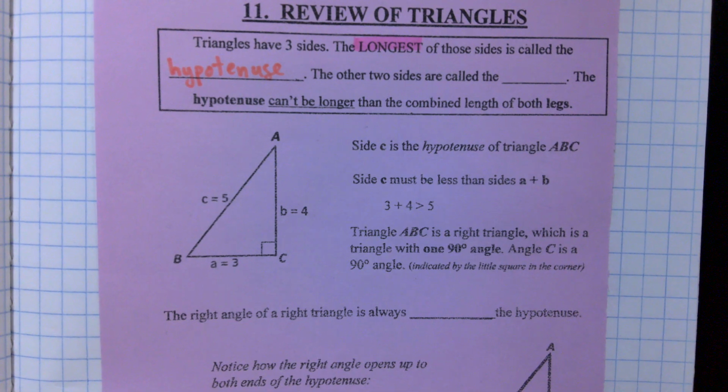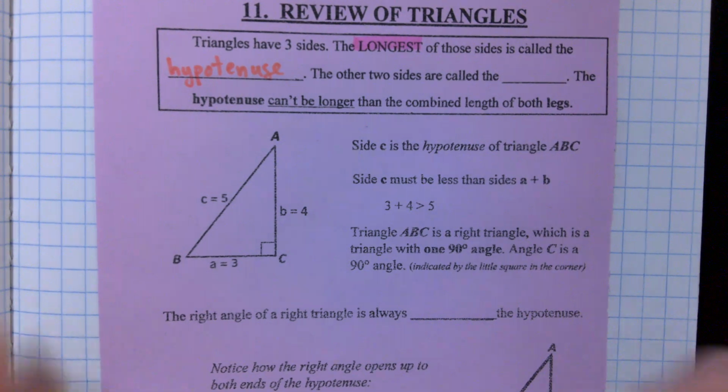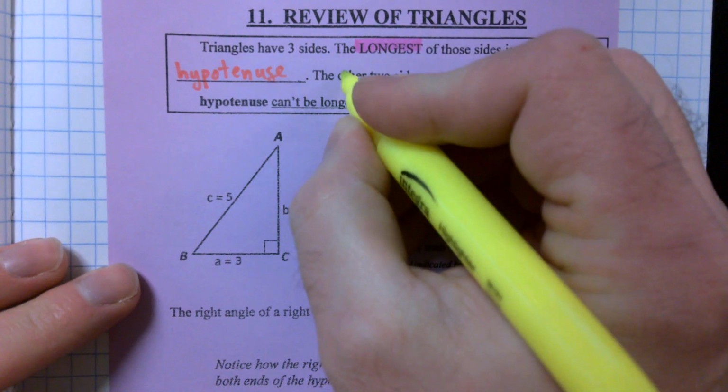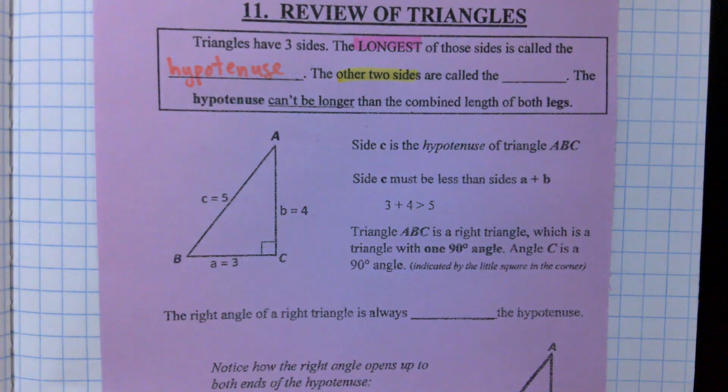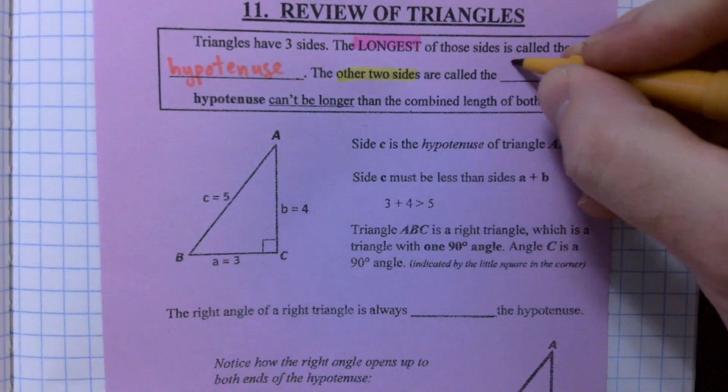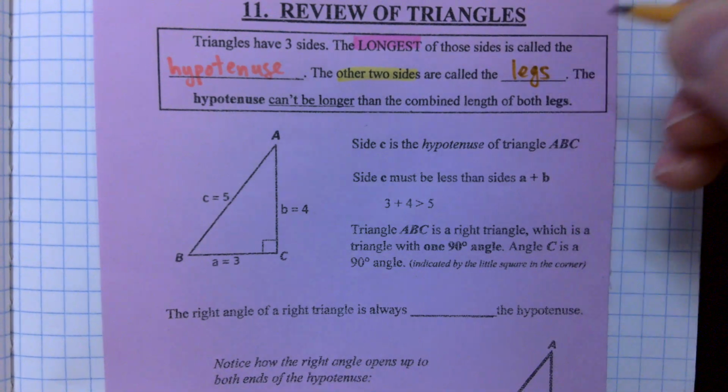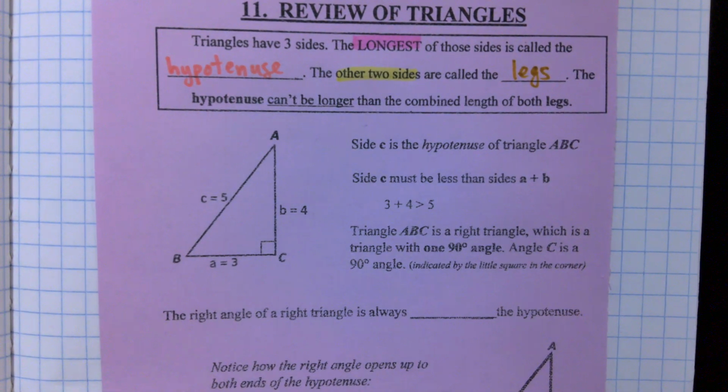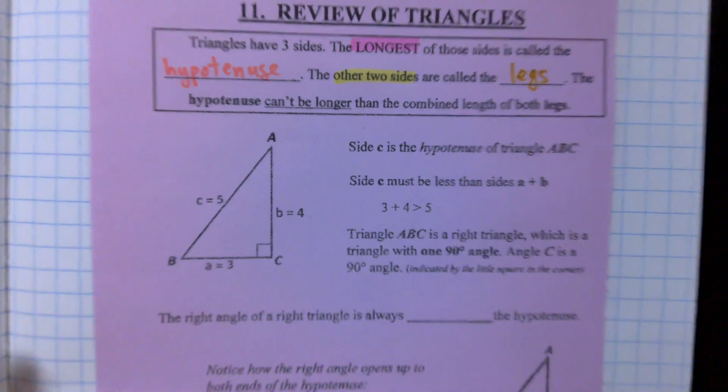The other two sides, the not longest sides of a triangle, are called the legs. Everybody say legs. Thank you. Yeah, way easier to say than hypotenuse, but those are my three sides. I have one hypotenuse and two legs.